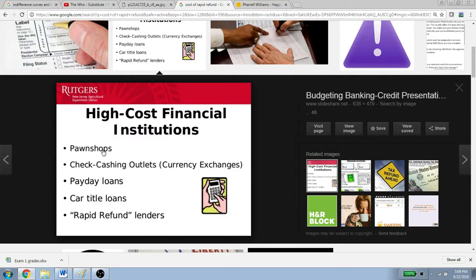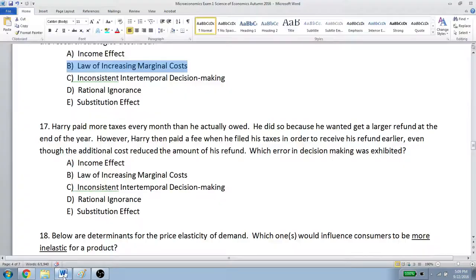Don't use pawn shops, except maybe to buy stuff, never to sell it or get a loan from them. Check cashing outlets are a terrible way of losing money. It's very disadvantageous. Payday loans, again, take a huge amount out of the amount. Car title loans are very expensive, not a good deal for you. You can do better than any of these things when you need money. And rapid refund lenders, well, it's your money. You shouldn't have to pay for it. You can just be patient and get it without having to pay extra. In fact, you could have got it last year by not giving so much to the government in the first place. Back to where we were.